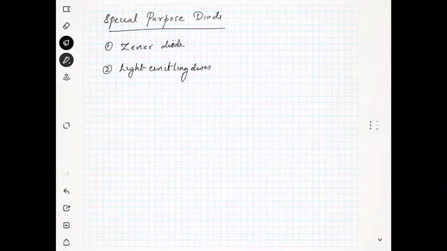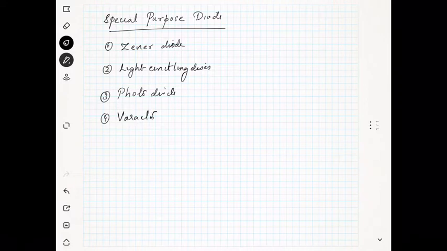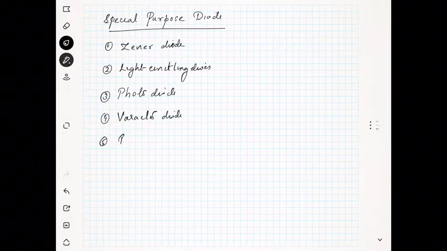Then one is the photo diode, then the varactor diode, then the tunnel diode, then the Schottky diode, etc. These are all the different types of special purpose diodes.